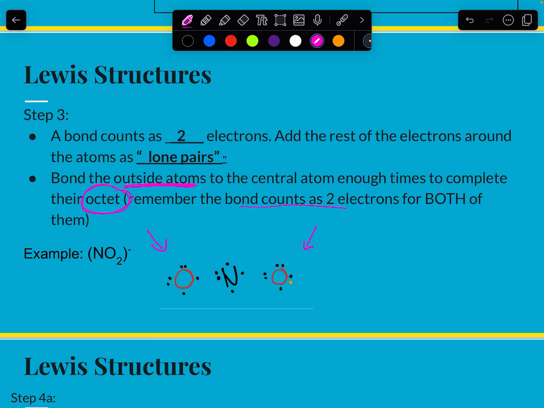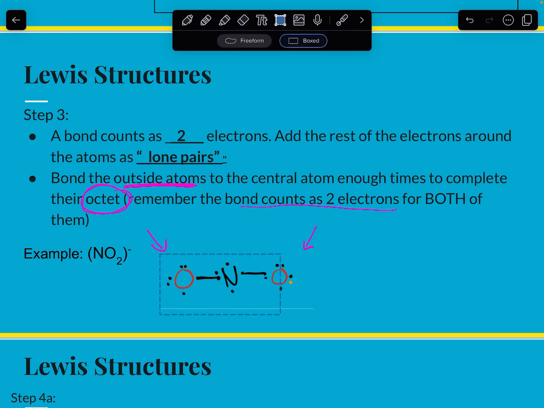Remembering that the bond counts as 2 electrons for both. Okay, so to start that, I'm going to simply do this and start with a single bond. I'm going to put 1 bond here and 1 bond there, because we know they have to be bonded at least 1 time. Then our next step is to check where we're at.